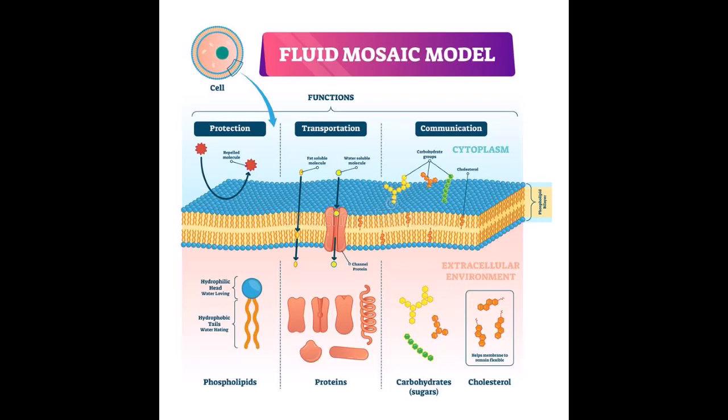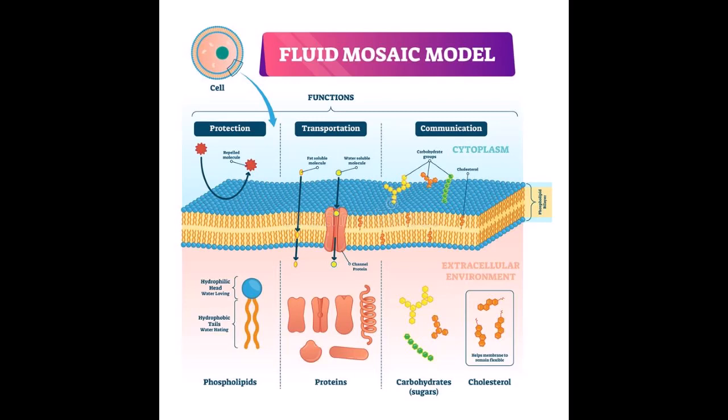To understand the details of the plasma membrane, various models have been proposed. However, the fluid mosaic model proposed by Singer and Nicholson in 1972 accurately summarizes the structure and functions of the plasma membrane. So now let's understand the plasma membrane as per the fluid mosaic model.